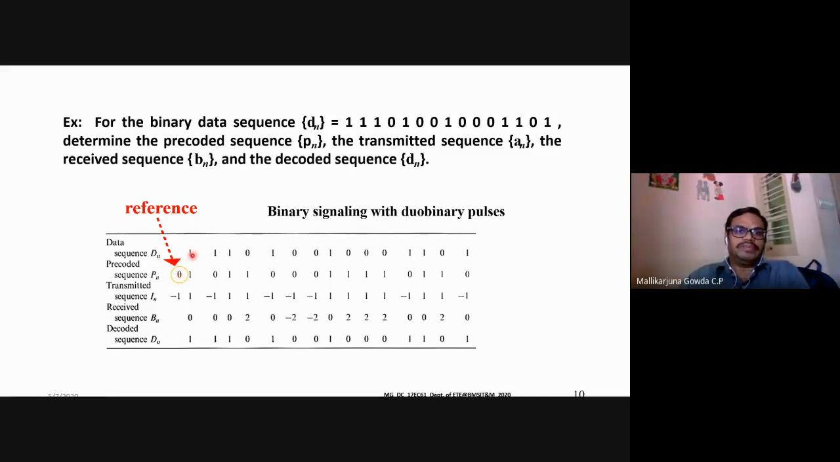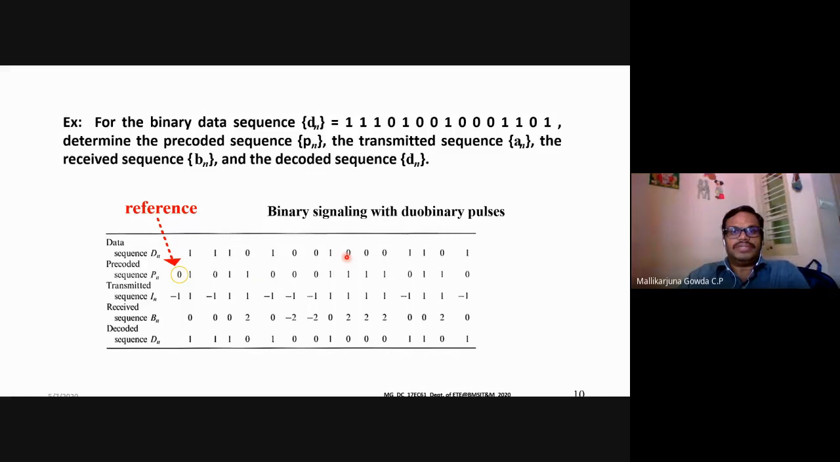0 XOR with 1, I am getting 1 as the pre-coded sequence for this. Then 1 XOR with 1, I will be getting 0. Right? This is the value of Pn. Then 0 XOR with 1 is 1. Then 1 XOR with 0, it is 1. Then 1 XOR with 1, it is 0. 0 XOR with 0, it is 0. 0 XOR with 0, it is 0. 0 XOR with 1, it is 1.